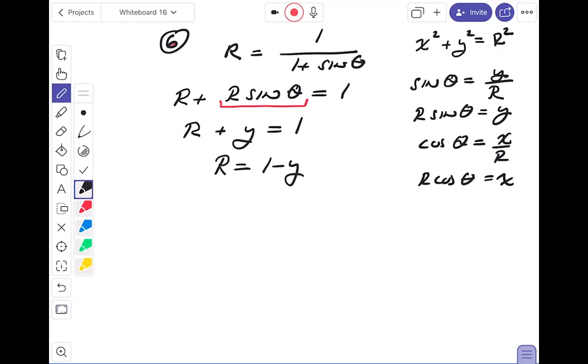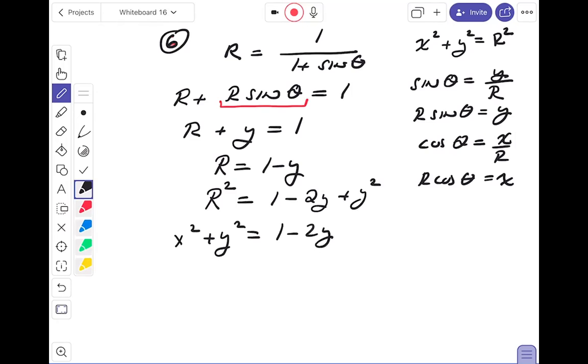I'm going to square both sides. You may wonder why I would do that. I'm going to do that because I know what r squared is. And what do you get on the other side? You would get 1 minus 2y, squaring both sides, plus y squared. Well, what's r squared? It's x squared plus y squared is equal to 1 minus 2y plus y squared. All right, I'm going to say I've done it. And if you put a box around this, you've done a great job.